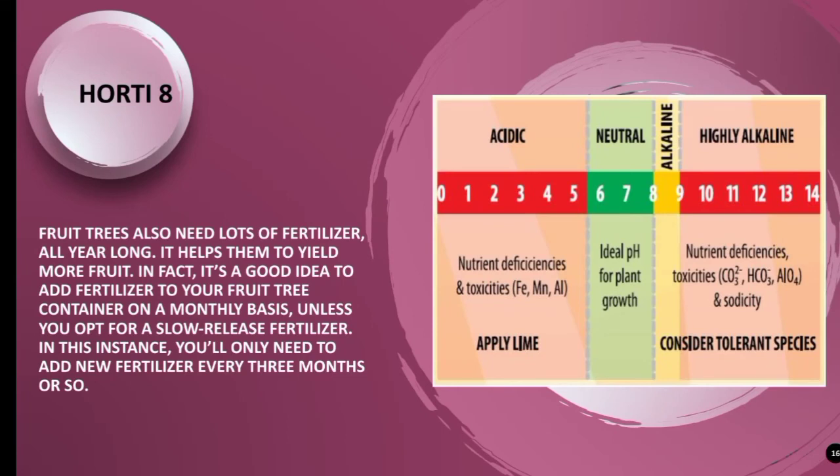So we have here the acidic, the neutral, the alkaline, and the highly alkaline. From the numbers above, we have the pH levels from 0 to 14. So you can apply lime when you have results from 0 to 5 pH. Then nutrient deficiencies and toxicities like iron, magnesium, and aluminum. So the ideal pH for plant growth will be between 5.5 to 8. For the alkaline, 8 to 9. And the highly alkaline has nutrient deficiencies and toxicities, which is considered tolerant species.